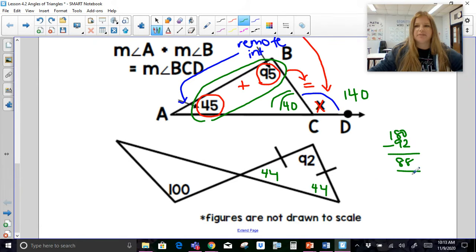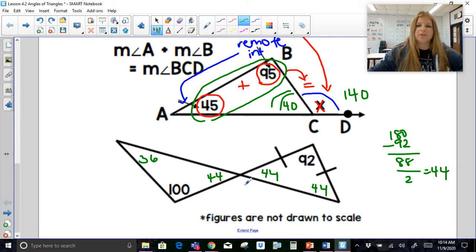Okay, because I would just simply divide the 88 by 2, and each base angle is 44 degrees. If this is 44, then this is 44 because they're vertical. Now 100 plus 44 is 144. Subtracted from 180 would make this 36. So that's basically the order of how I would fill in the missing angles.